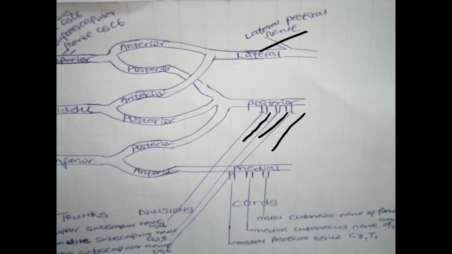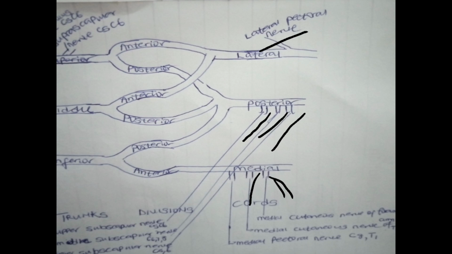We proceed to the medial cord. The medial cord also has 3 pre-terminal branches. To my right, we have the medial cutaneous nerve of the forearm. This nerve innervates the skin of the medial aspect of the forearm, root value C8 and T1. I will have in the middle the medial cutaneous nerve of the arm. The medial cutaneous nerve of the arm innervates the skin of the medial aspect of the arm.